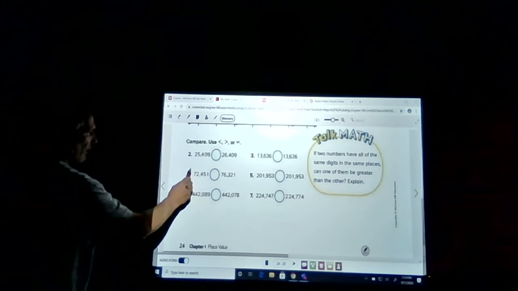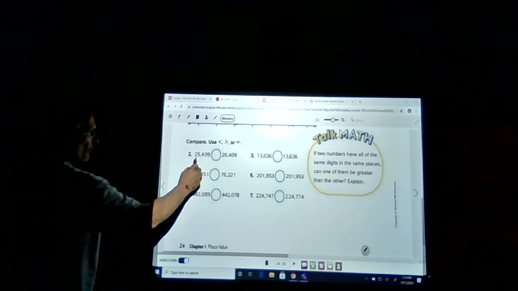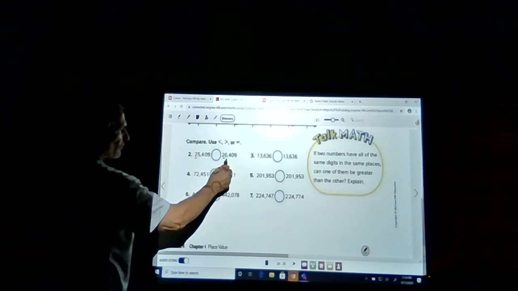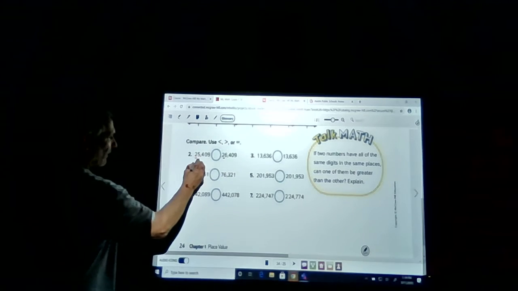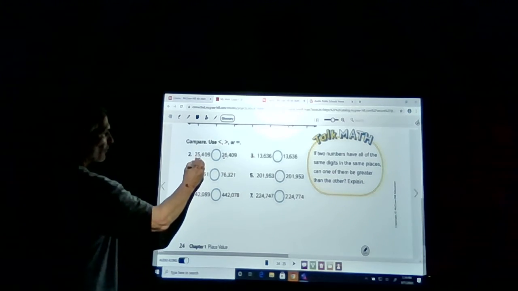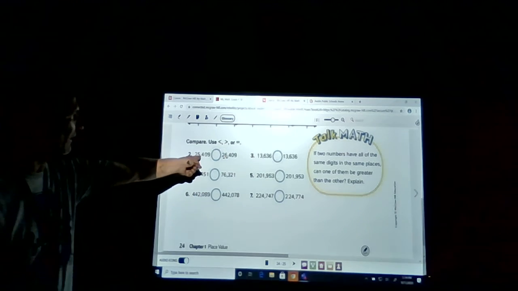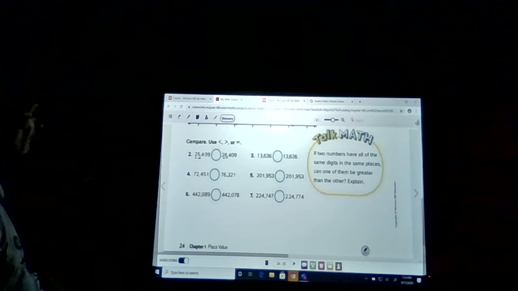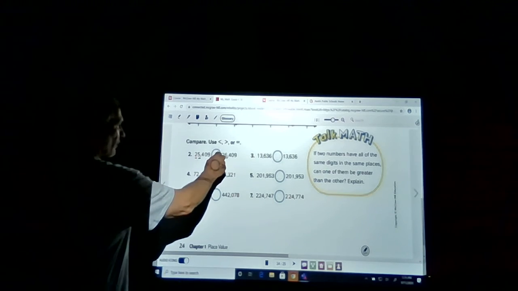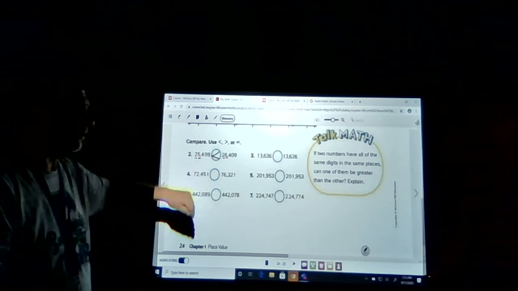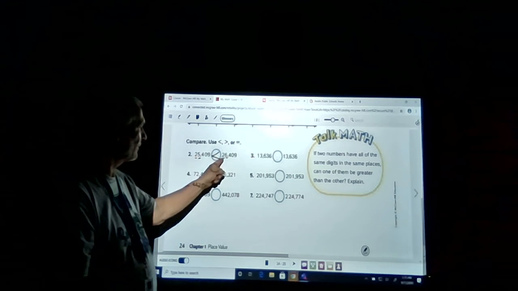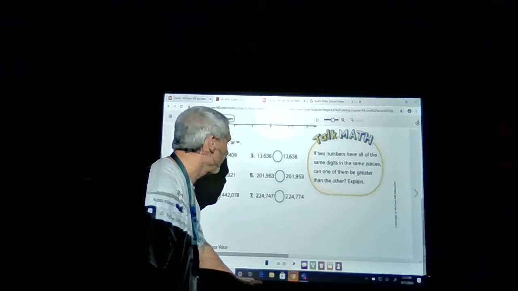We have in the 10,000s, a 2. And in this 10,000s, a 2, they're the same. We go to the next digit. And in the thousands, just the thousands we say, is a 5. Here is a 6. I can stop. The 5 is smaller than the 6. Therefore, it is less. Therefore, we point to the left. And we say 25,409 is less than 26,409.